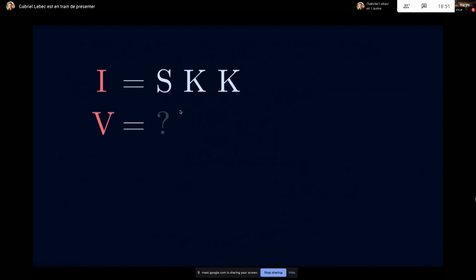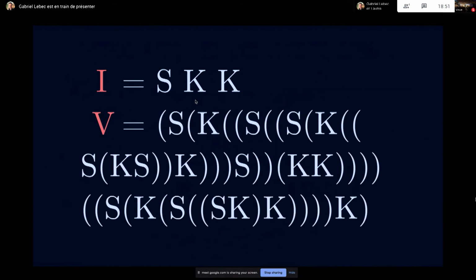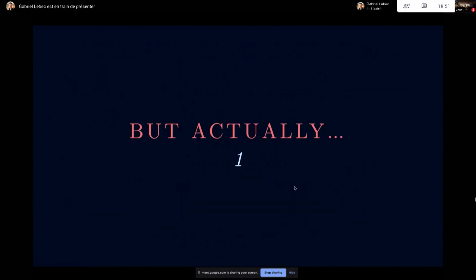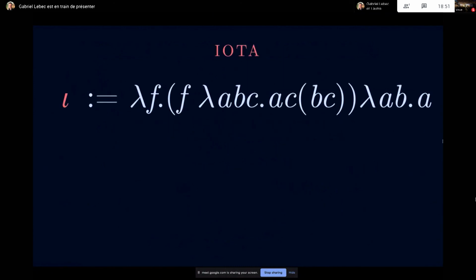But how do we make it using just S and K? Like this. It's easy. Okay, obviously this is crazy, right? This is so dense, but you can do it. It is possible. And actually, you don't need to. You only need one. This function can invent every other function and can compute anything computable.